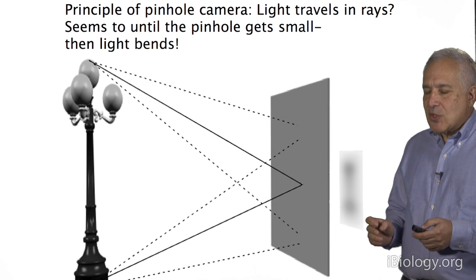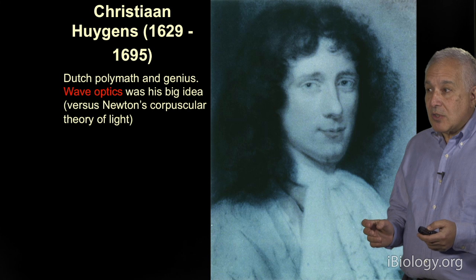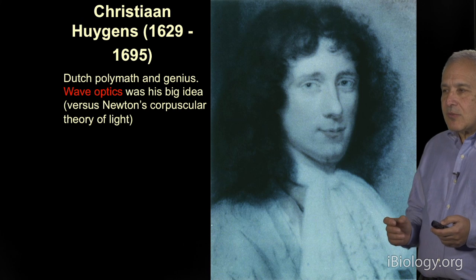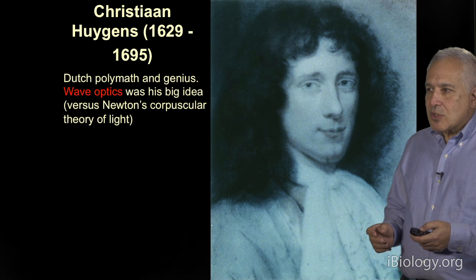It's actually that light is a wave, and it's traveling in all directions. This is not an intuitively obvious idea for most people. In fact, it required a great genius, a man named Christian Huygens, to first figure out this fact. Christian Huygens was a Dutch polymath.